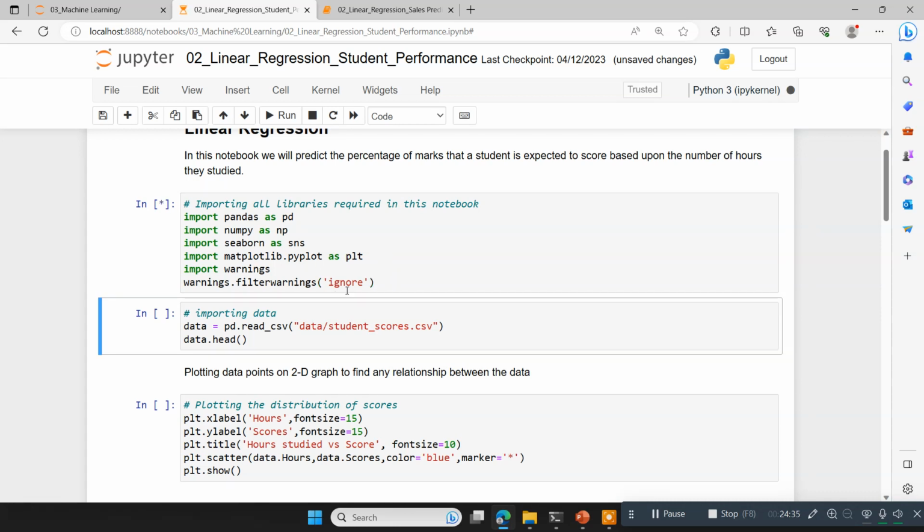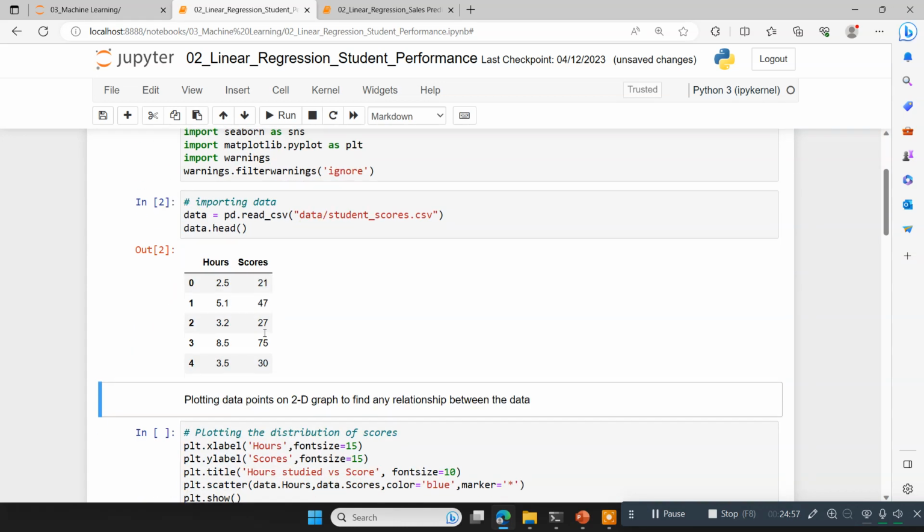So once the libraries are imported, you can go for importing your data. So this is the file studentscores.csv I kept in my data folder. So data slash the file name, this CSV file is read and the data frame is created. The data frame name is data here, then data dot head. So these are the first 5 rows: number of hours and score.